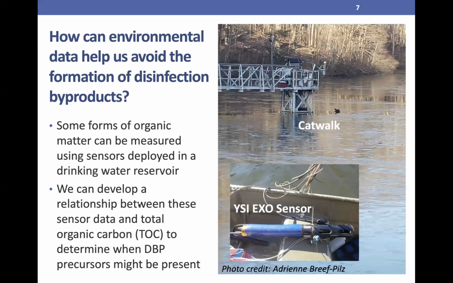Some forms of organic matter can be measured using sensors deployed in a drinking water reservoir. We can develop a relationship between these sensor data and total organic carbon, or TOC, to determine when DBP precursors might be present. If precursors are present, we can adjust treatment processes to mitigate DBP formation risk. In this way, environmental data can help us avoid the formation of disinfection byproducts.